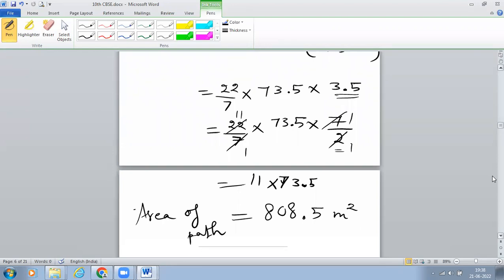So we are only using a simple formula. Okay, that is outer area minus inner area. Outer area is pi into capital R square, minus inner area is pi into small r square. Okay, inner radius is 70 divided by 2, that is 35. And outer radius is inner radius plus width. Inner radius 35 plus width 3.5 will give you the outer radius. Very simple sum. Okay, this is the right answer.